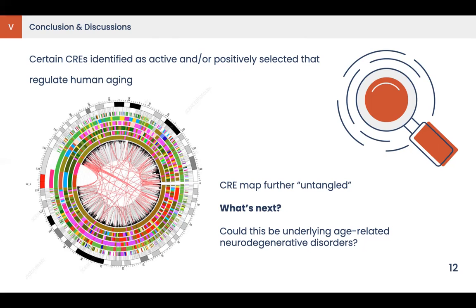In addition, it's very important to note that the category of selected CREs is based on chosen parameters. So if using slightly different parameters, other CREs could also be identified as being evolutionarily important. And finally, aging is a major risk factor for development of neurodegenerative disorders like Alzheimer's disease. So in the future, regulatory roles in these diseases should definitely be further investigated.